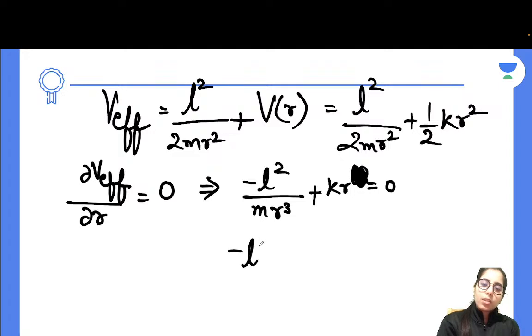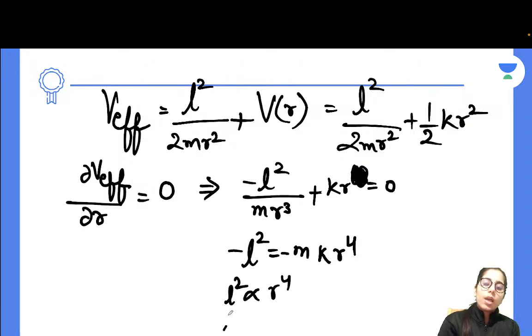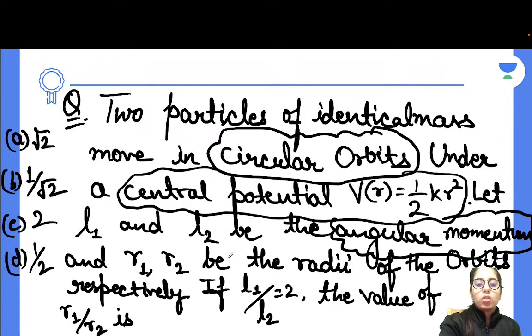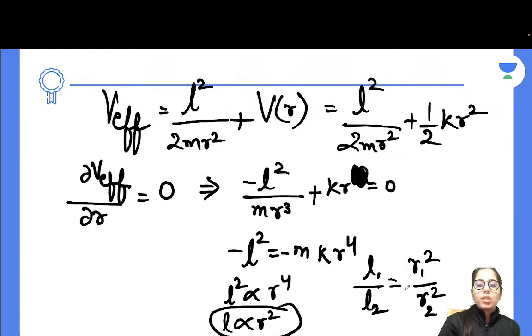So negative L square is equal to mk r to the power 4 with the negative sign. m and k are constant, so L square is proportional to r to the power 4 and L is proportional to r square, right? So L1 upon L2 will be equal to R1 square upon R2 square, right? So L1 upon L2 is given to you, which is 2. So 2 is equal to (R1 divided by R2) square.